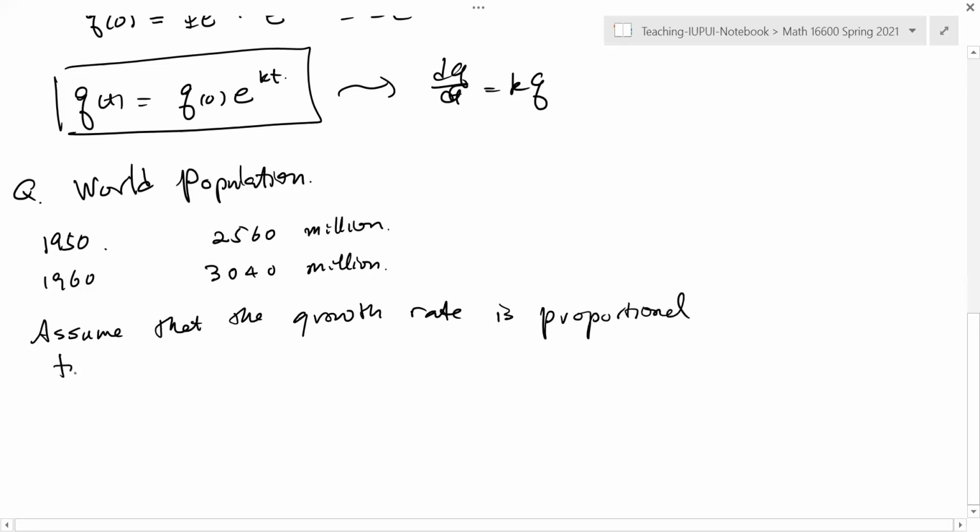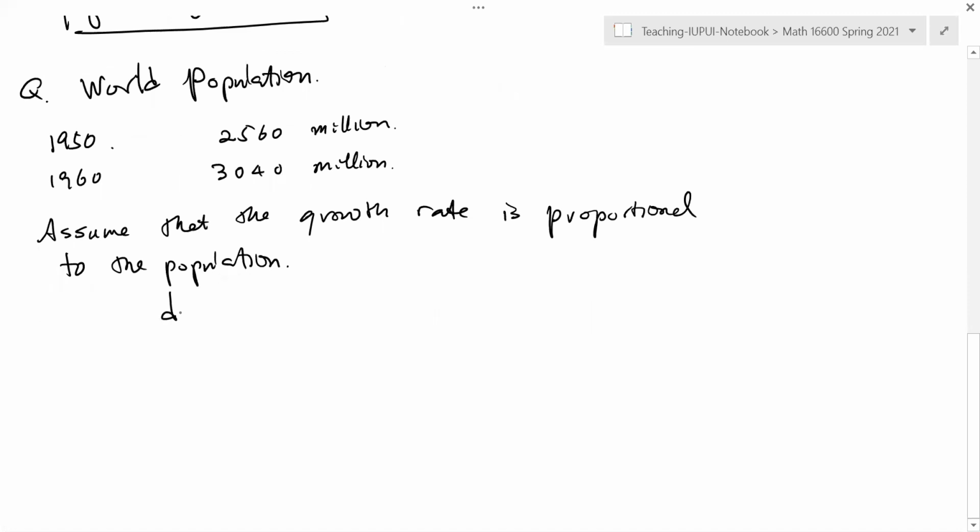Proportional to the population. So that means dP/dt equals k times P, and k is a constant, right? In reality, this k is not constant. You can only say k is almost constant. K could change from positive to negative, like the population in Russia. The population first has a positive growth rate, and then it becomes negative. It decreases.